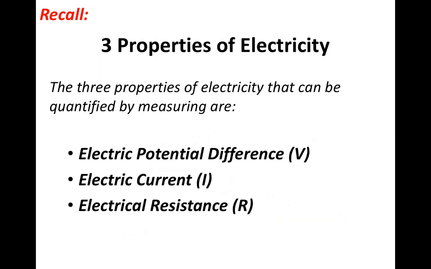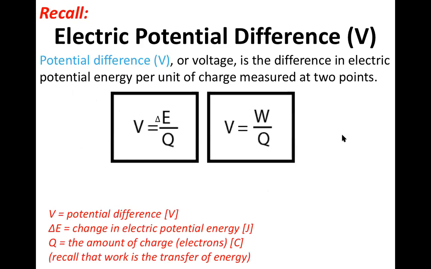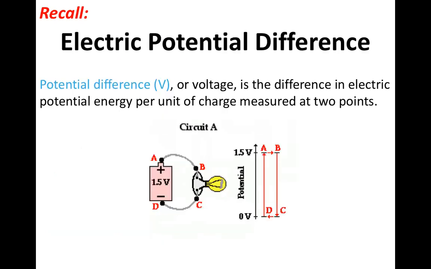The three properties of electricity, as you remember from our last video, the D1 task, are potential difference, also known as voltage, with symbol V; current, symbol I; and electrical resistance, symbol R. We need to fully understand these. Just a quick recap: voltage is the difference in electrical potential energy, so it's the difference in stored energy per unit charge. You can kind of think of it like energy.